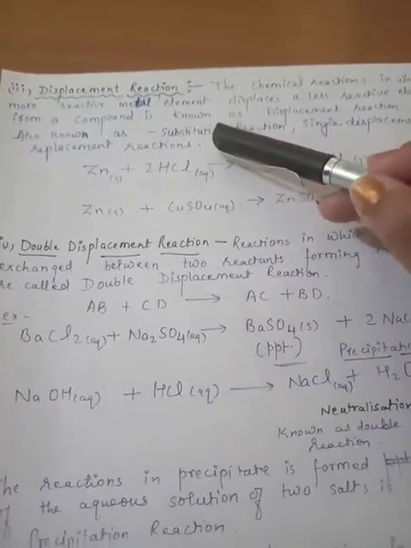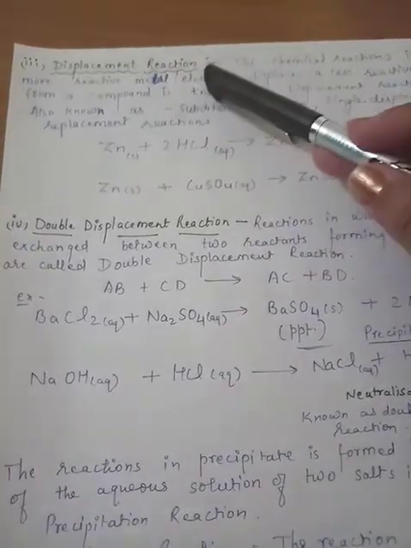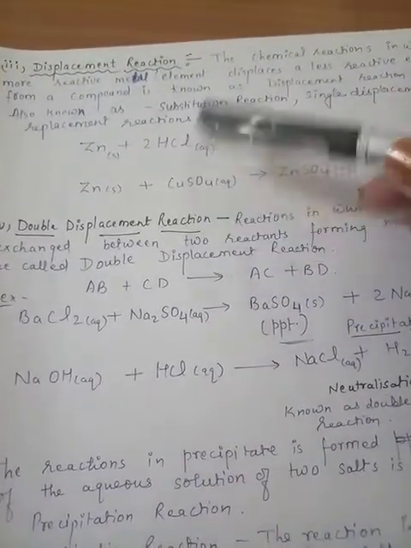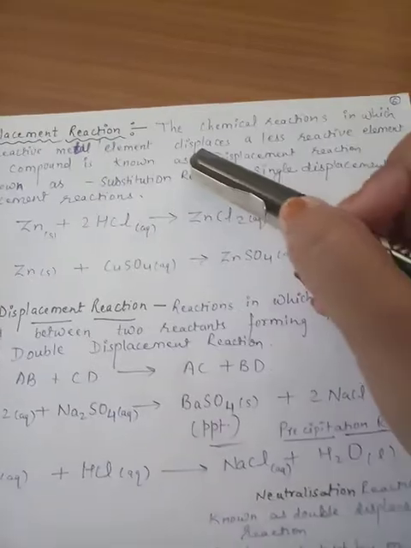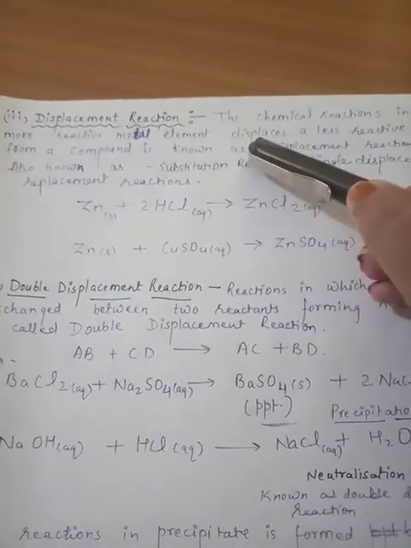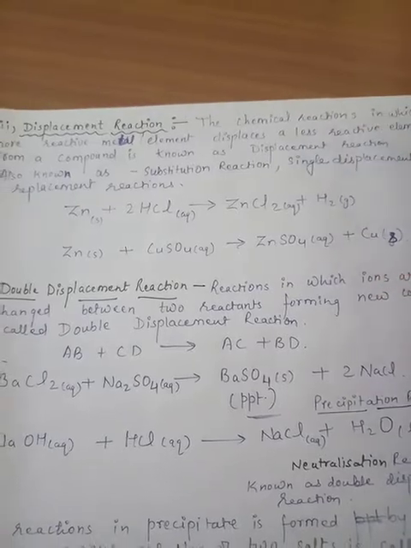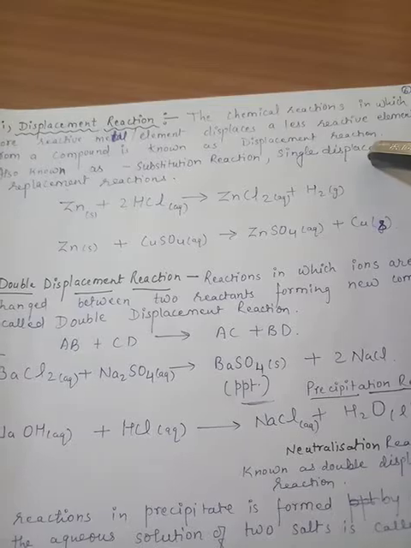Now, in today's class, we are going to discuss two more types of reaction. First is displacement reaction. Another one is double displacement reaction. Displacement reaction, as the name suggests, is one in which something is going to be displaced. In this, a chemical reaction in which a more reactive metal element displaces a less reactive metal element from a compound is known as displacement reaction.